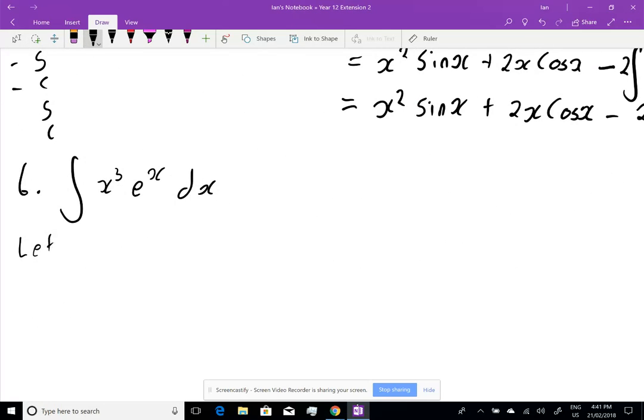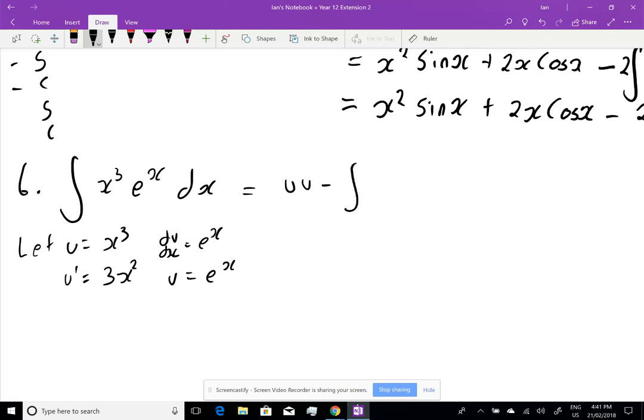So stick with me. Let u equal x cubed. Therefore, u dash equals 3x squared. As you can see, we've whittled that down. dv dx equals e to the x. Therefore, v equals e to the x. uv minus the integral of vu dash dx, which equals x cubed e to the x minus the integral of e to the x 3x squared dx.